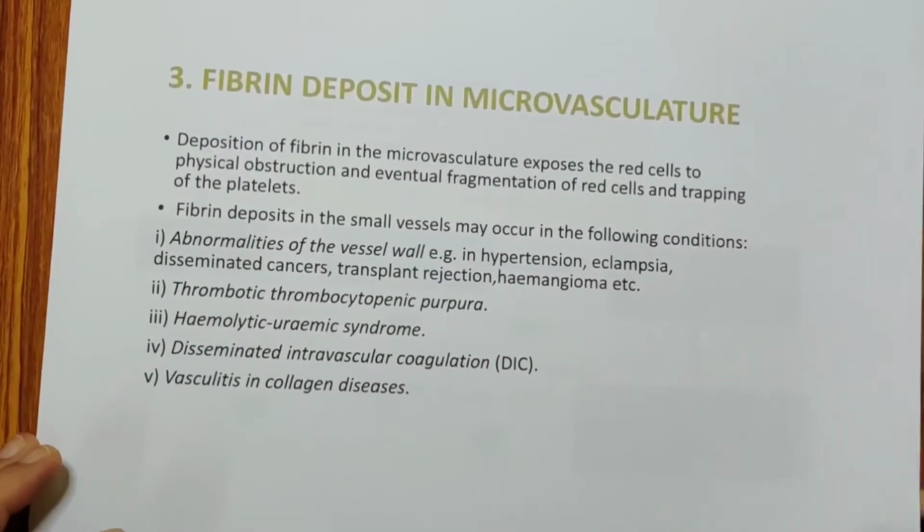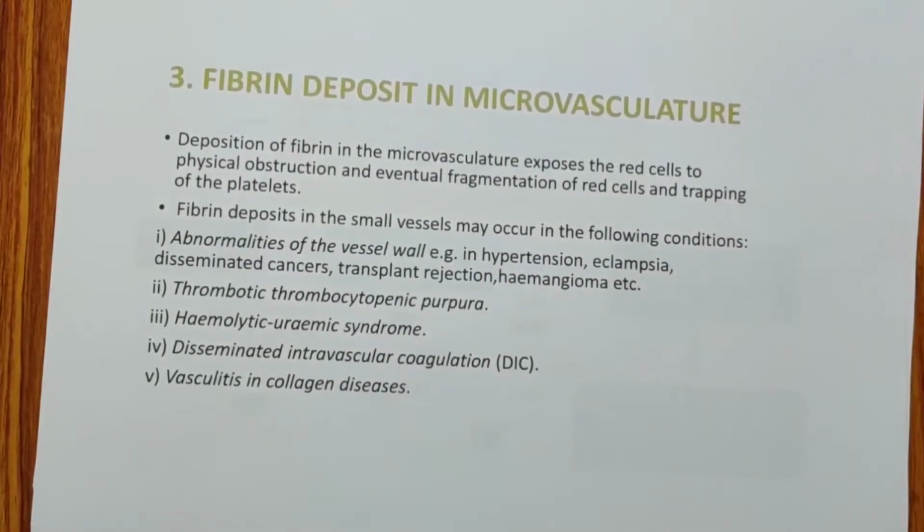Coming to fibrin deposits in the microvasculature. Deposition of fibrin in the microvasculature exposes the RBCs to physical obstruction and eventual fragmentation of the RBCs and trapping of the platelets. Fibrin deposits in the smaller vessels may occur in the following conditions.